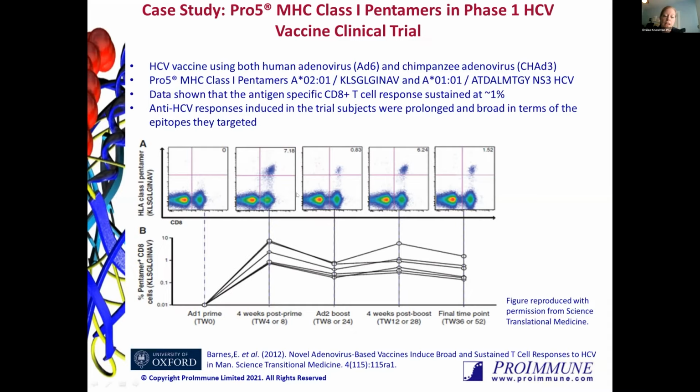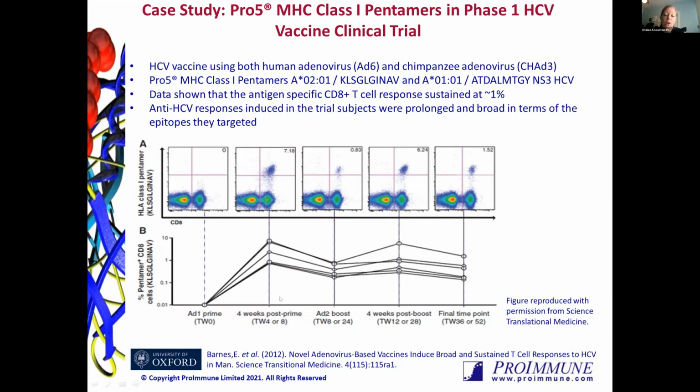So in part A, you see a representative flow analysis of the A0201 specific pentamer versus CD8. And the upper right quadrant shows pretty high percentages actually of these antigen-specific CD8s at various time points post-vaccination, with the highest being at 4 weeks post-prime and 4 weeks post-boost. And you're looking at close to 6 to 7% of antigen-specific CD8s.